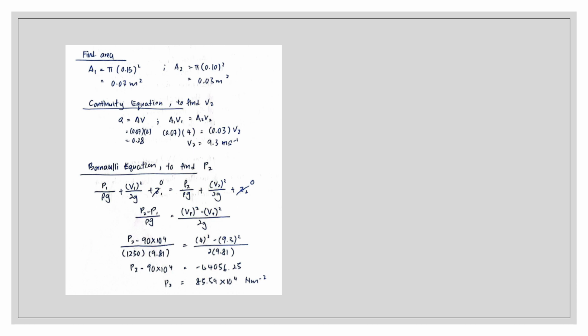After that, we use the Bernoulli equation to find P2 and P1, which is P1 over rho g plus V1 squared over 2g plus Z1 equals P2 over rho g plus V2 squared over 2g plus Z2. Here the values of Z1 and Z2 are equal to 0, so the equation becomes (P2 minus P1) over rho g equals (V1 squared minus V2 squared) over 2g. So we can substitute the values into the equation, then we get P2 equals 85.5 times 10 power 4 Newton per meter squared.